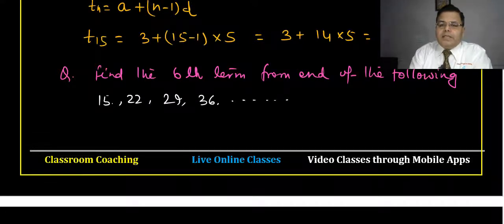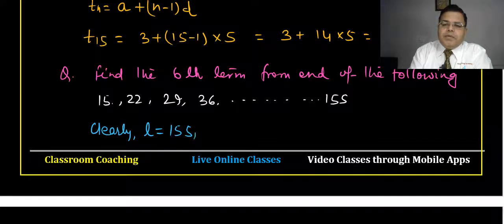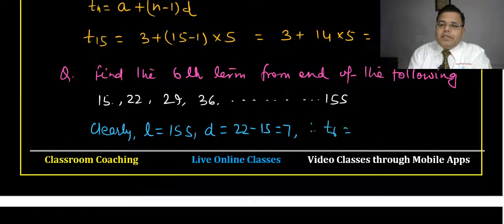And the last term is 155. So clearly, here L is 155. d is 22 minus 15, which is 7, and therefore the 6th term from the end is given by L minus (n minus 1) into d. This is the Tn term, and if I put 6 here, then what will happen?